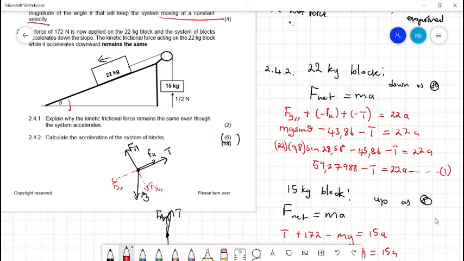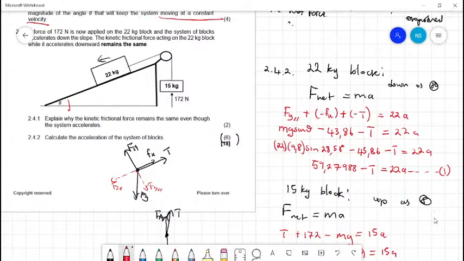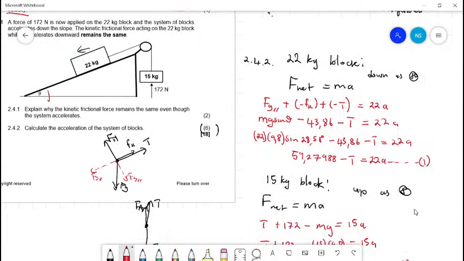So it's the acceleration of the 22 kg block and the 15 kg block. These two things are going in different directions, so we can't have a single direction, right? So that's how you answer questions for Newton's laws.